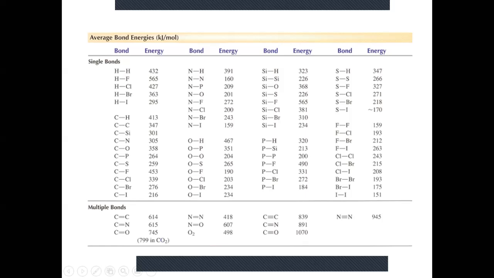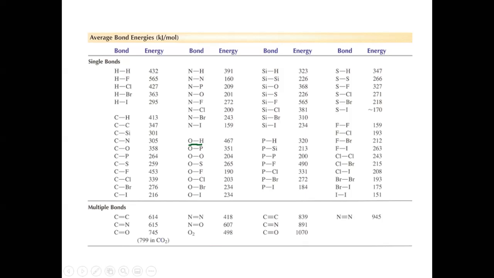But just notice here that the oxygen hydrogen single bond is stronger than the oxygen carbon single bond, for example. And that's because oxygen hydrogen has a greater electronegativity difference than carbon oxygen. So it takes more energy to break it.